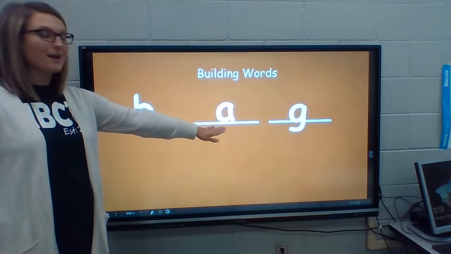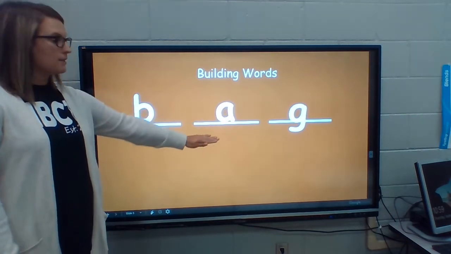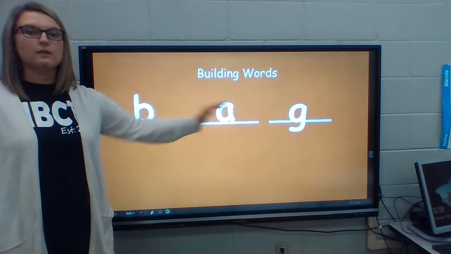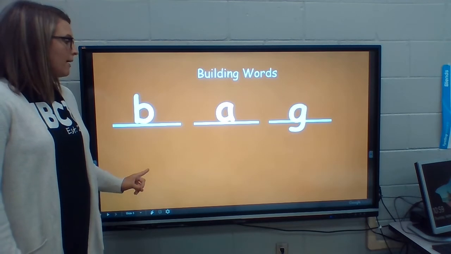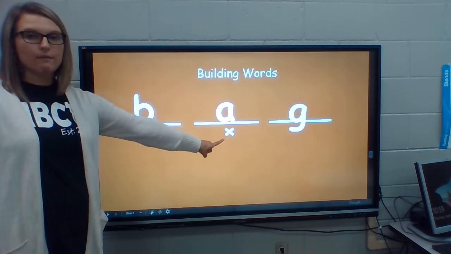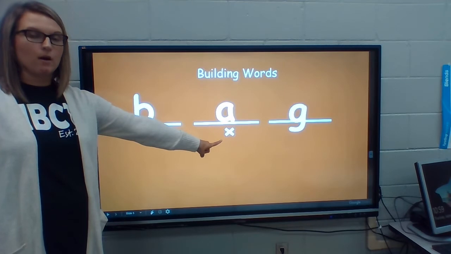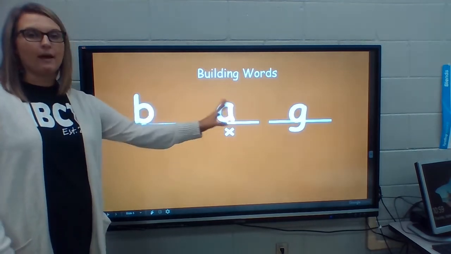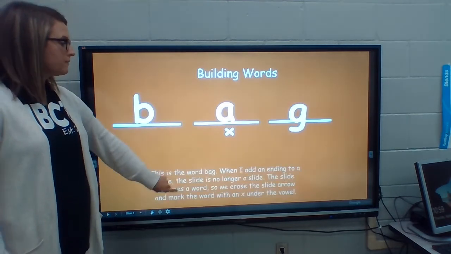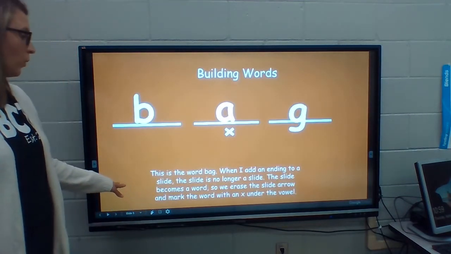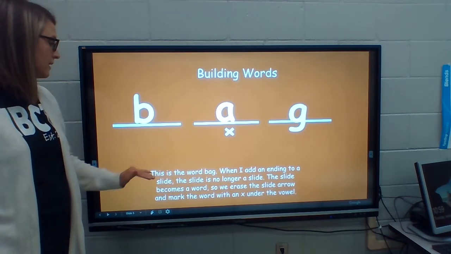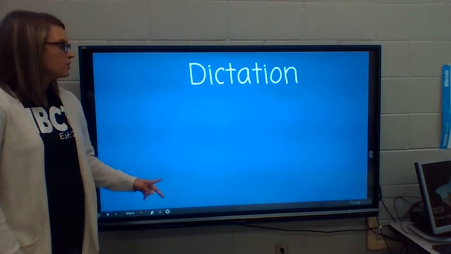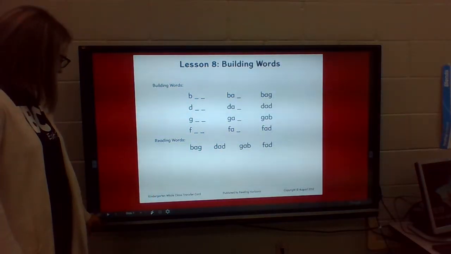It's a word, and it also has a vowel in between two consonants, which makes this a CVC word, consonant, vowel, consonant word. You'll hear us say that a lot. And when we write a word, we're going to mark the vowel in our word with an X at the bottom. This proves that this is a word, bag, and we marked it with an X. All right, so the word bag, when I slide the ending to an A, the slide is no longer a slide. It becomes a word, and we mark it with an X. So we're going to try some words.